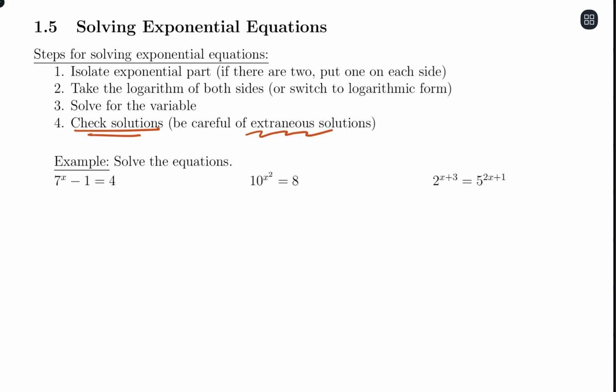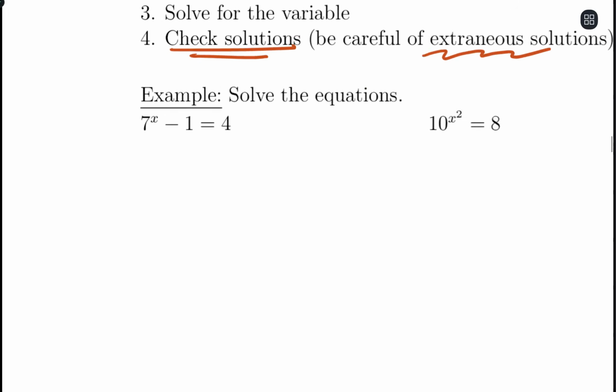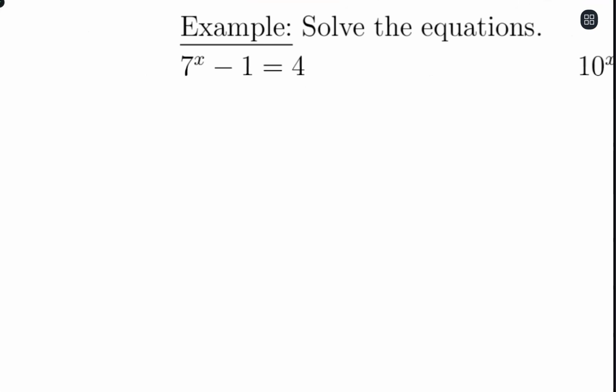So let's solve these equations. I'll show you these two different ways. So we have 7 to the x minus 1 equals 4. What I'm going to do is add 1 to both sides. So I'm going to have 7 to the x equals 5. Now I have the exponential part isolated.